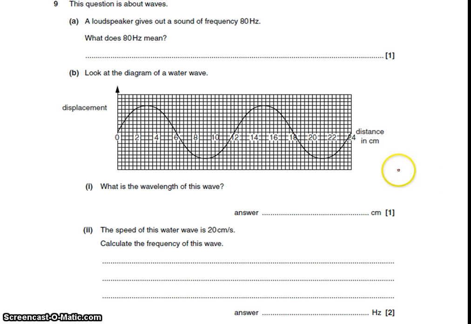So the first question is about waves, and it tells us that we've got a loudspeaker with a frequency of 80 Hz, and it asks us what does 80 Hz mean. Now frequency is the number of waves per second, so the 80 Hz means that there are 80 waves per second. That is what frequency represents, so that's 1 mark.